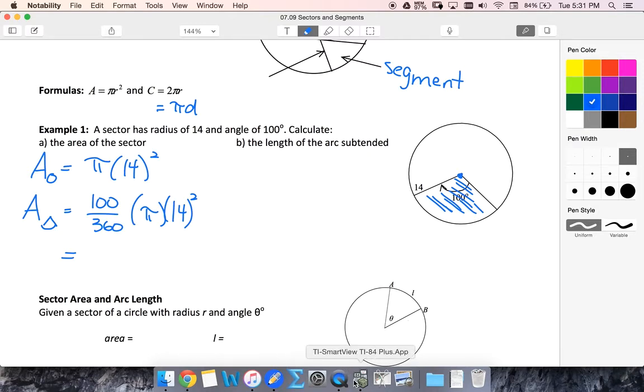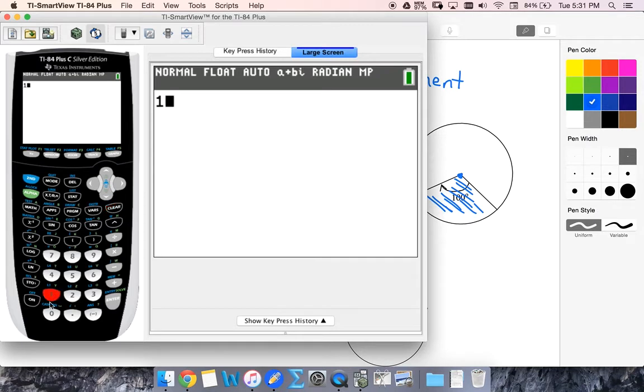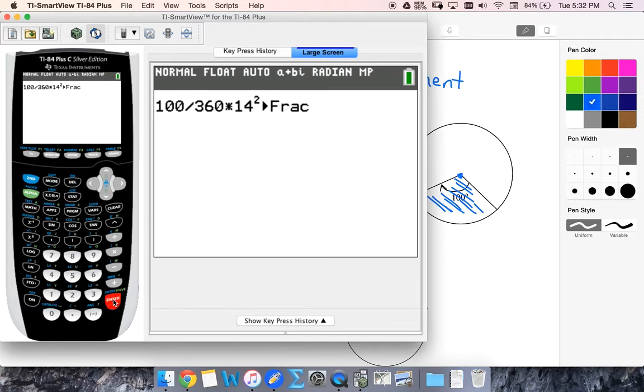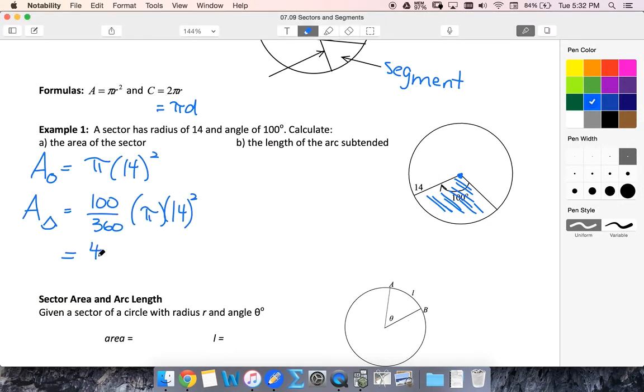So in my calculator, I could do 100 over 360 times 14 squared. And then I want to take that and write it as a fraction. So 490 over 9 pi, and we have no units. If we had units, we'd have centimeters squared.